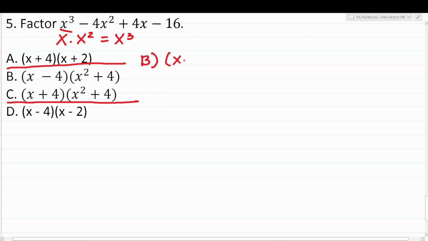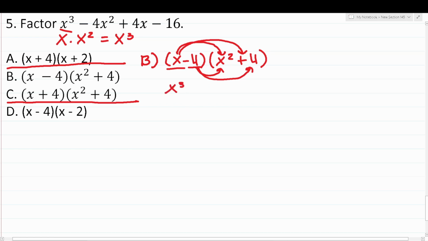We have x minus 4 times x squared plus 4. All right, again, we're using the distributive property to multiply these two polynomials together. In other words, we're going to take this x, multiply it here and here. We're going to take this negative 4, multiply it there and there. So x times x squared is going to be x to the third. X times 4x is going to be plus 4x.